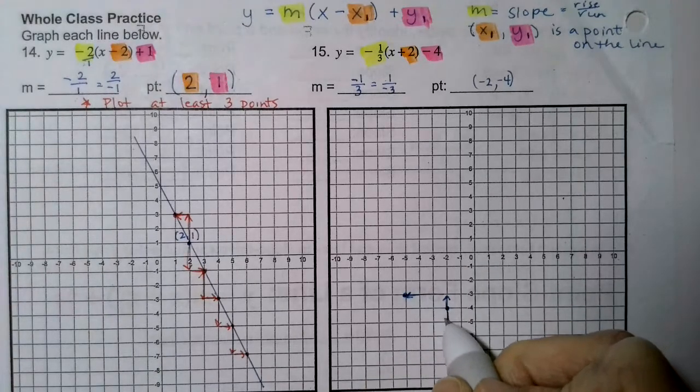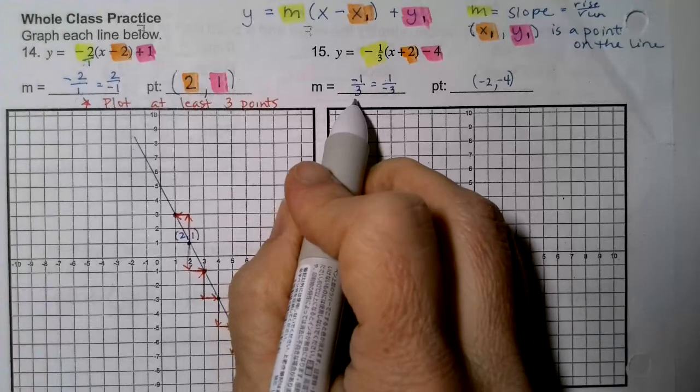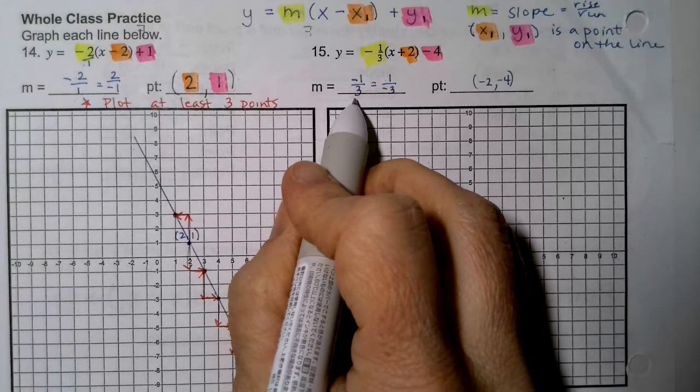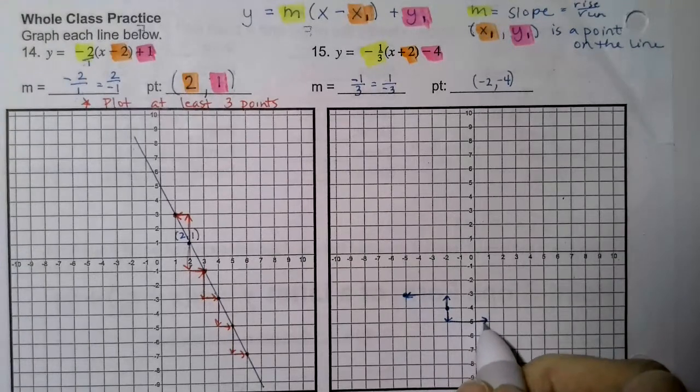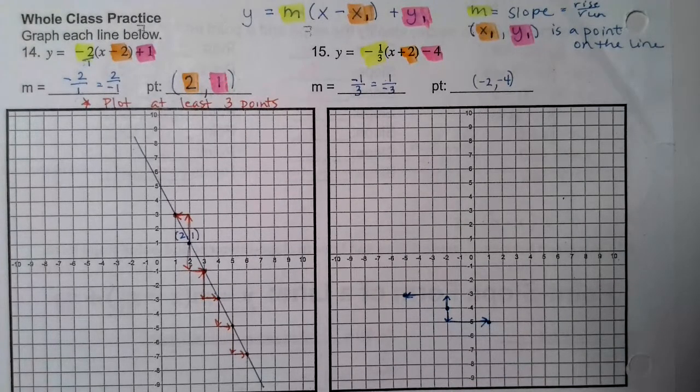If I were to go down 1, that would be this part of thinking of my slope in this way, -1, and then I would need to go to the right 3 for my other point. And then you would take a straight edge and plot your points.